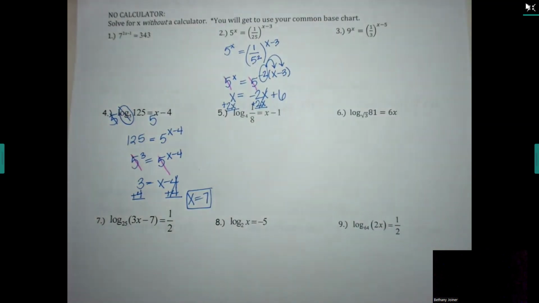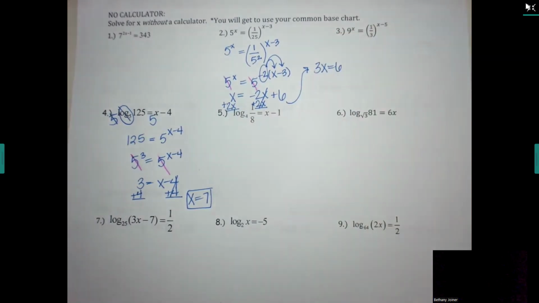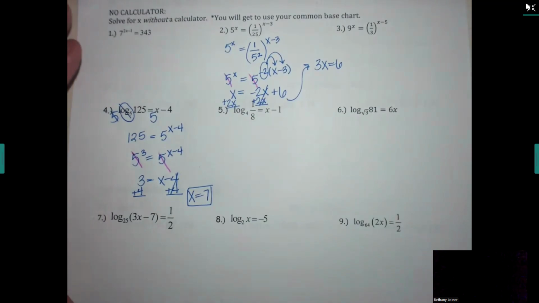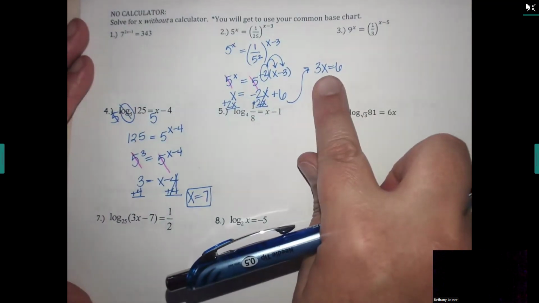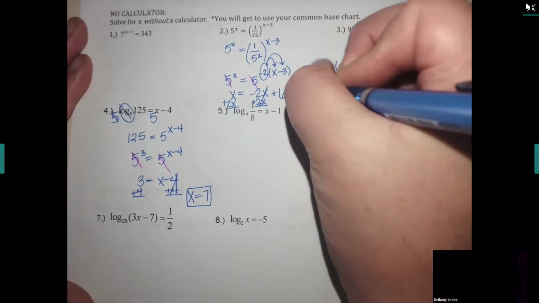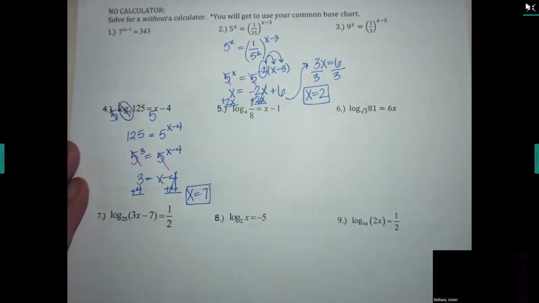So an x plus 2x means that I have a 3x equal to a 6. Then do what? Oh, yeah, you do that, and divide by 3. So your final answer for that one would be that x is equal to 2. Okay?